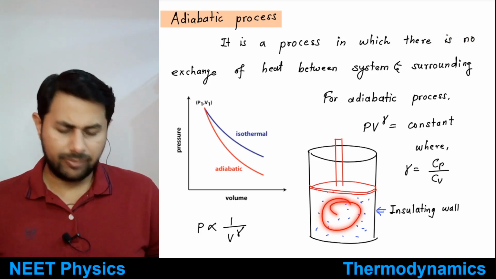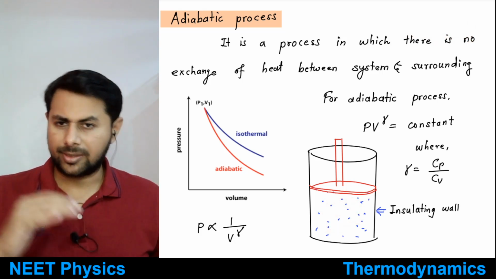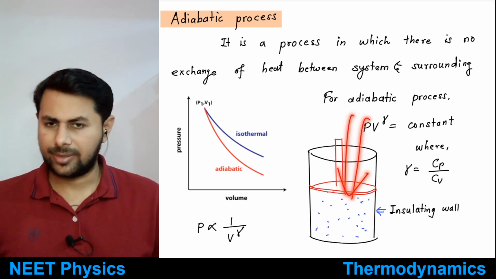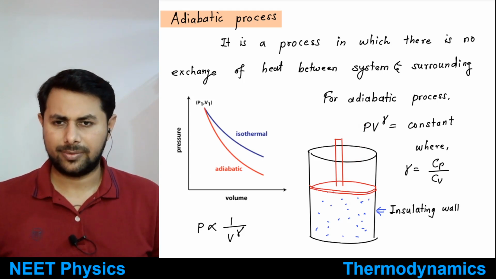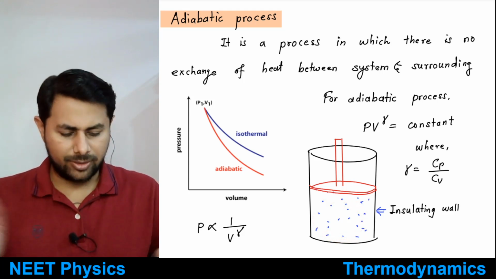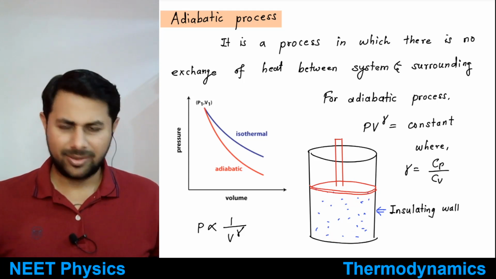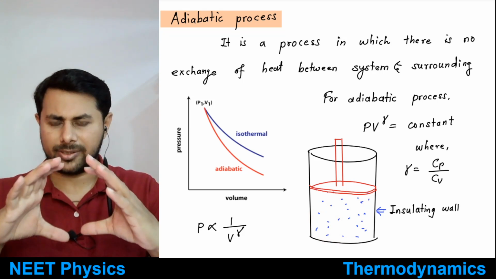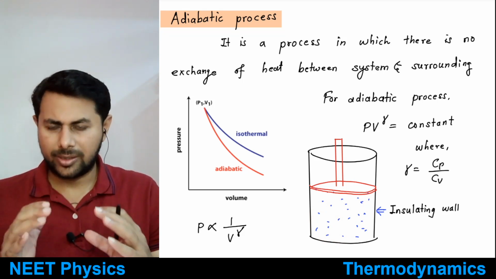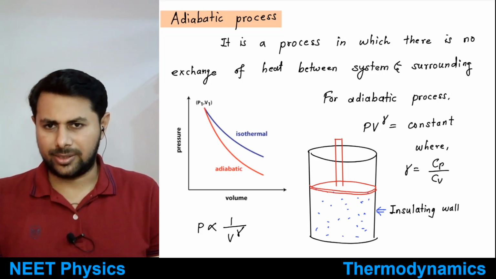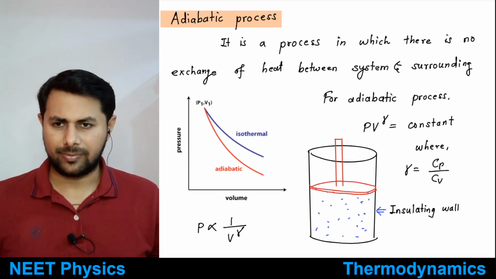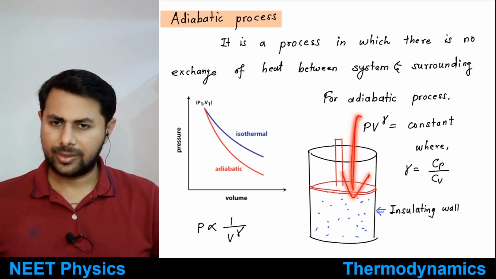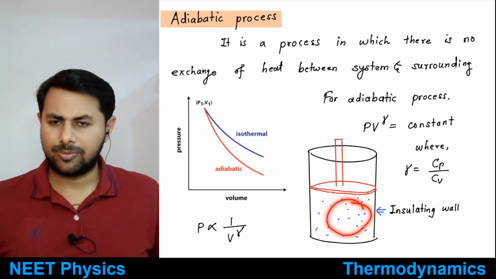Either the system will do some work against the surrounding, and if the system does some work against the surrounding, its internal energy would decrease. If the surrounding does some work on the system, its internal energy will increase. The system has some energy, it is not getting any support from the surrounding. No heat is absorbed or given out, so it has some energy delta U. If the system expands, it has to do some work, so its internal energy would decrease because it is not getting any energy from the surrounding. And if this piston is pushed inwards, the system is compressed. Then the surrounding is doing some work, that means the surrounding is giving some energy, so the internal energy of the system would increase.